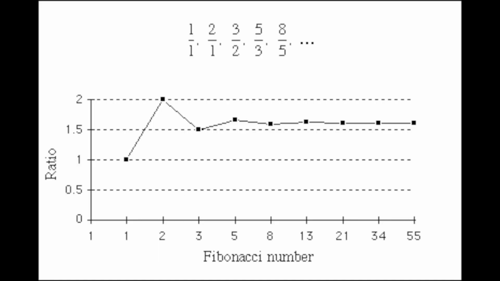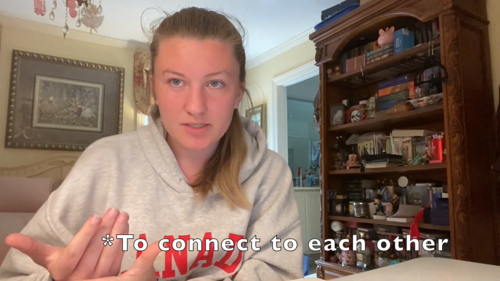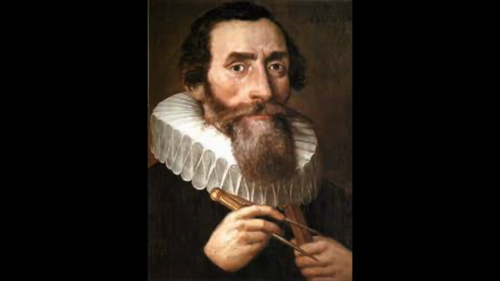Just so you can have a visual, I put a graph here so you can see how it oscillates around the golden ratio, which is 1.618033, etc., etc. Well, the Fibonacci sequence definitely had relevance to the golden ratio. It wasn't actually discovered until the 1600s by mathematicians such as Johann Kepler.